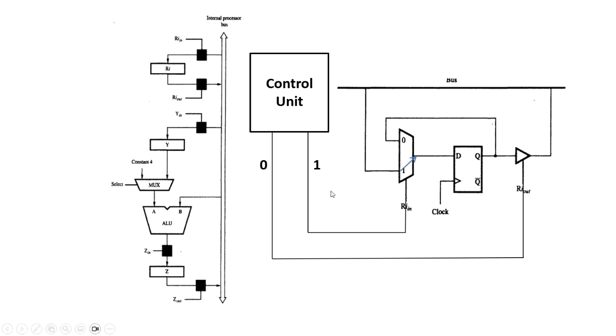When the control signal becomes 1, these 2 points are connected. That means whatever data is present in the internal bus can be stored into the register. For the output signal, by default it is 0. If it is 0, there is no connection.